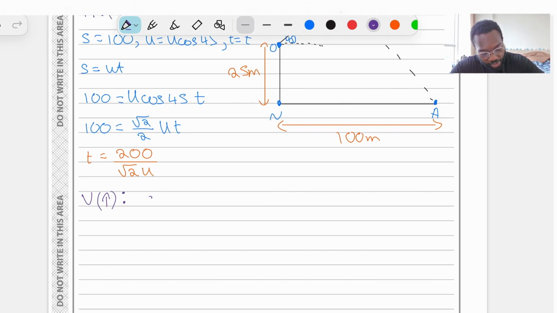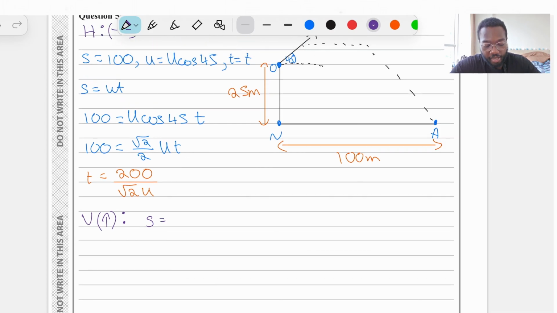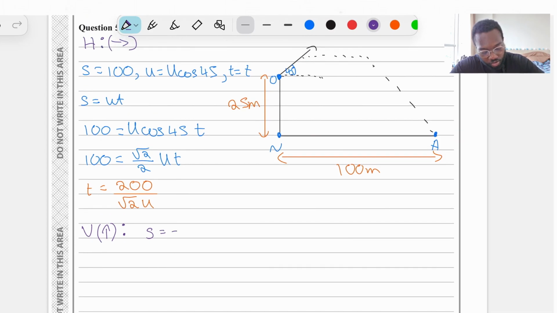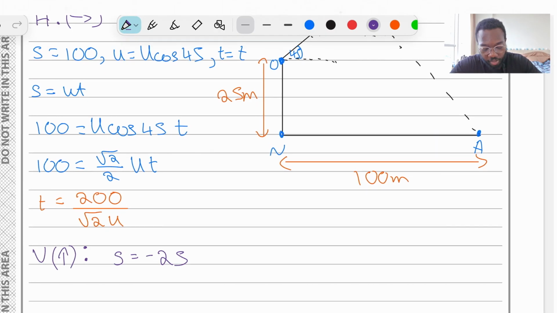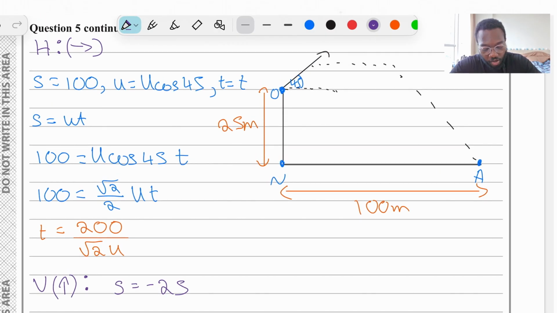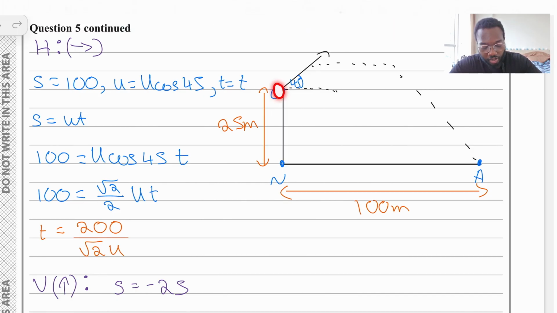So in this case, we have s. Now, be careful of this. s is going to be minus 25. Now, why is it minus 25? Because if you look at the diagram here, we actually start at O. We start at this point here, O. This point is 25 meters above the horizontal ground. So the ball's going to go up and then travel all the way down. But because we consider upwards as the positive direction, if we're going down, that is the negative. So it's actually going to be minus 25.